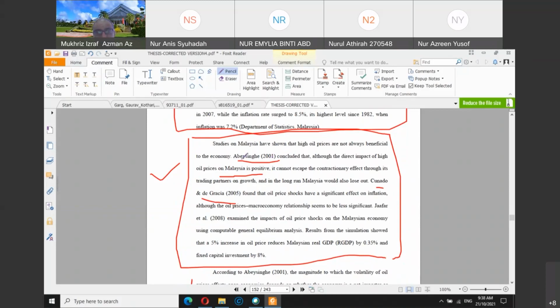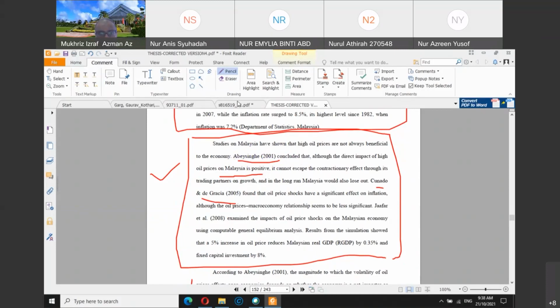So you can still repeat the same author. For example, Abby Singhi 2001. I mentioned this author in my introduction, but that does not mean that in my literature review section I cannot mention this person's name again. Of course, in my introduction, I only briefly mention what this study is about.